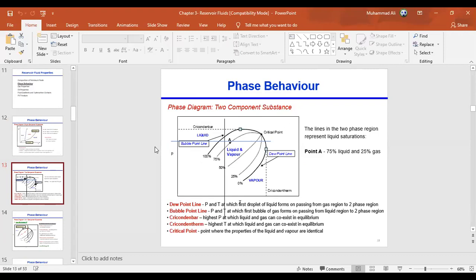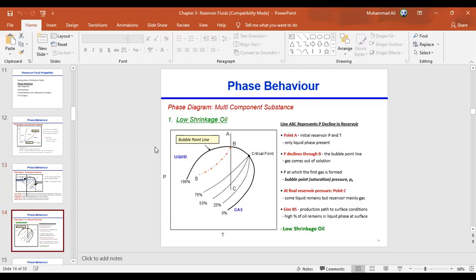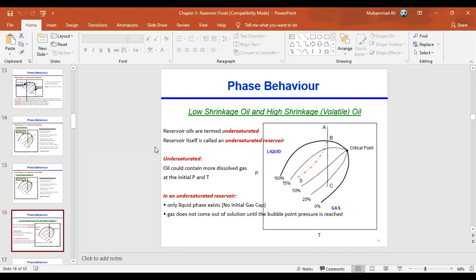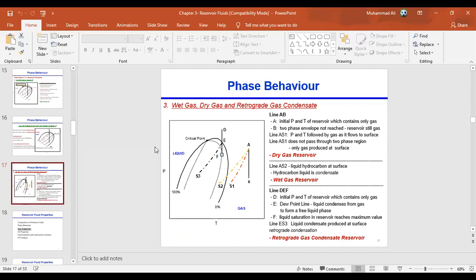of the reservoir, how much liquid it is and how much gas it is, and at the same time what is the current pressure, what is the current temperature. This is what this phase behavior is about. Then we discussed some types of oil and gas reservoir. For oil reservoir we have low shrinkage oil, high shrinkage oil. Then we have the wet gas, dry gas.